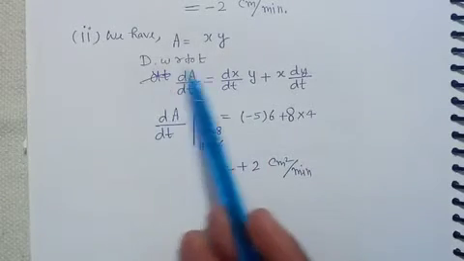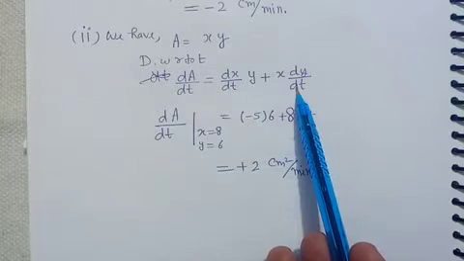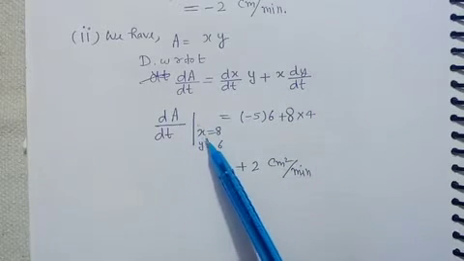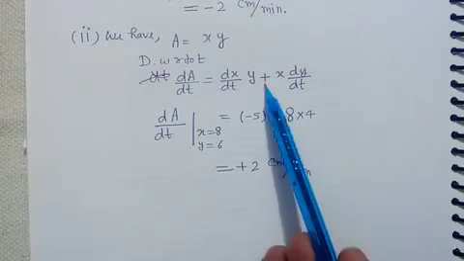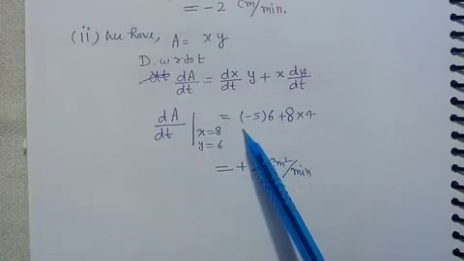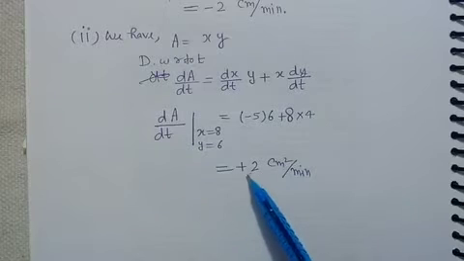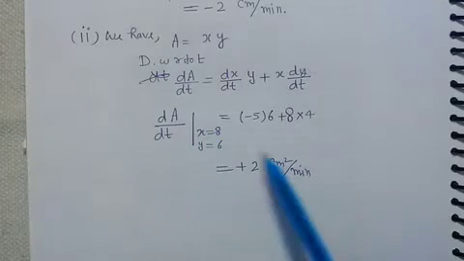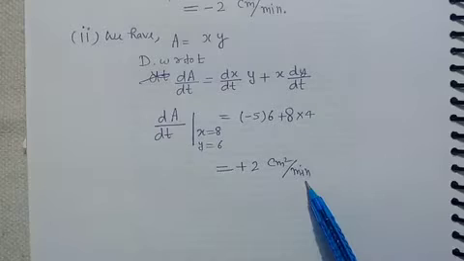So differentiate with respect to t. d upon dt using product rule, this expression. Now d upon dt at x equal 8, y equal 6. Put x equal 8, y equal 6, dx upon dt is minus 5 and dy upon dt is plus 4. It gives 2 square centimeter per minute, unit of area per unit of time.